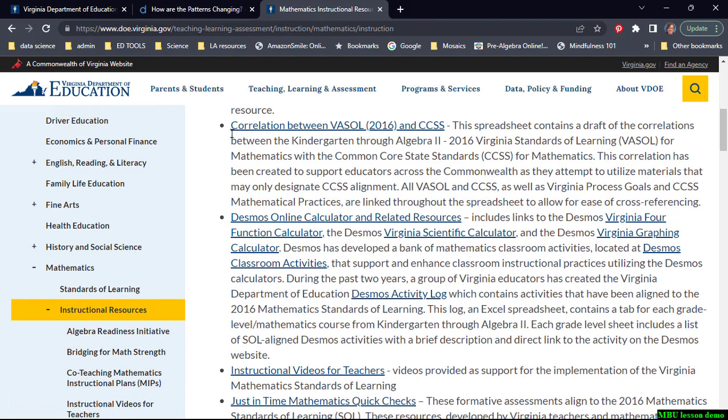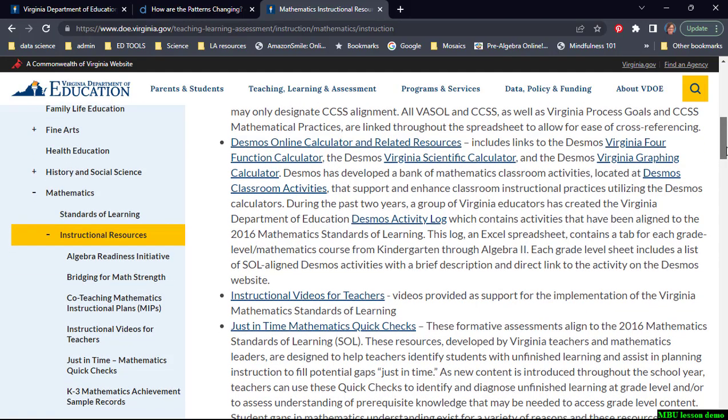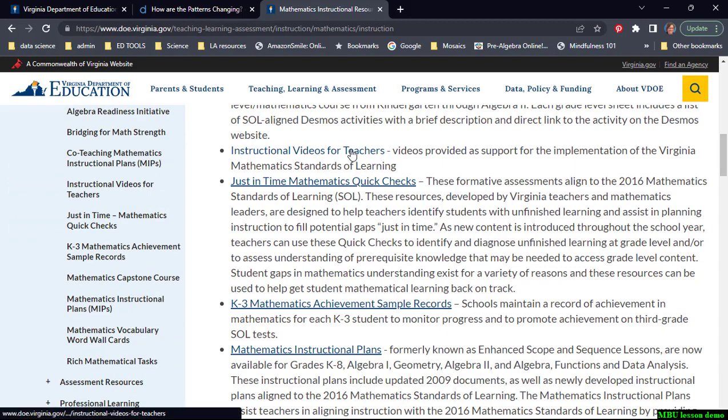All right, if you need it, there's also a correlation between the Virginia SOLs and the Common Core state standards, CCS. It helps to make sure that if you're using documents or resources made for CCS, there's a crosswalk to help you see how that applies. And then Desmos Online Calculator and related resources. Desmos is the calculator that's used in Virginia testing, so it's strongly encouraged to have your students using it in class. Here's a whole bunch of information. There's also a lot of good activities, and I'll be showing you one of those shortly.